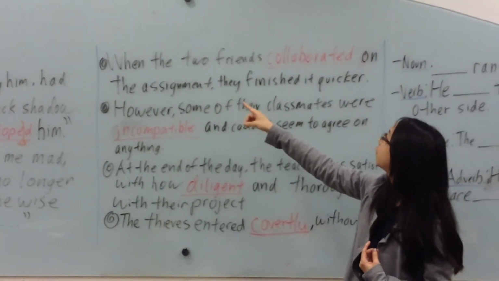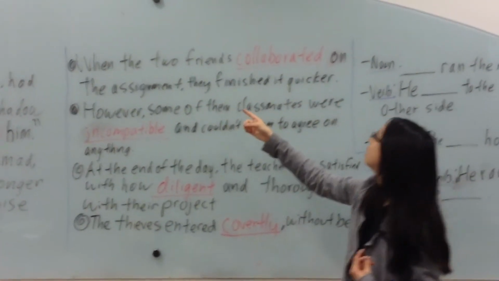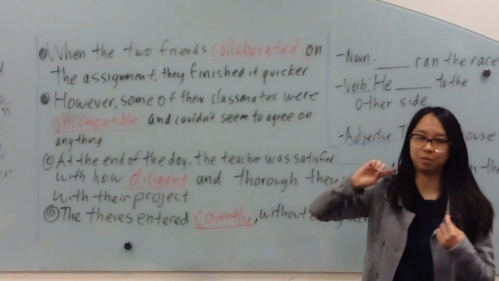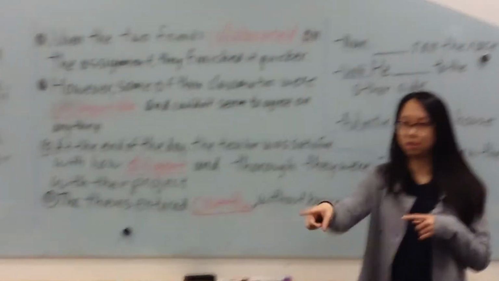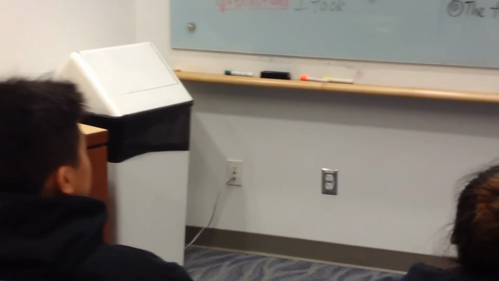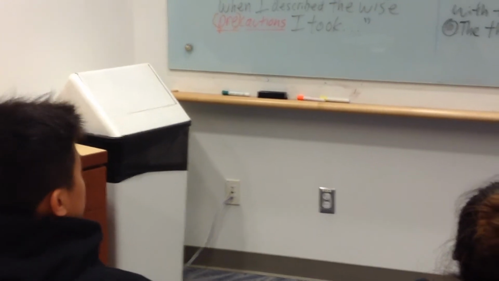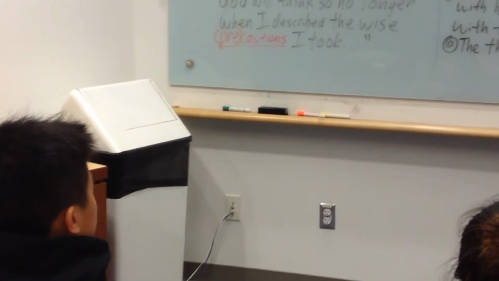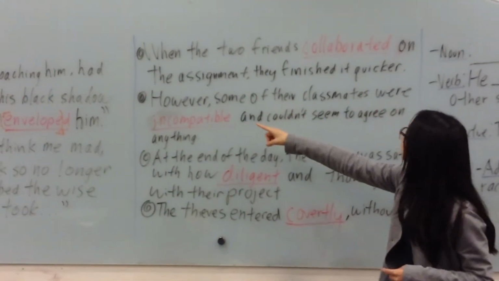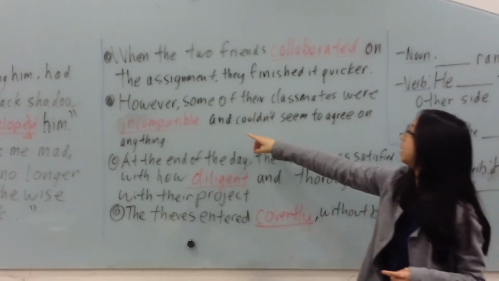So when the 2 friends collaborated on the assignment, they finished it quicker. And so what do you think collaborate means? When 2 people collaborate on something, they work together. Right, and how could you tell collaborate means working together? Because it says 2 friends and they finished it quicker. Right, awesome.